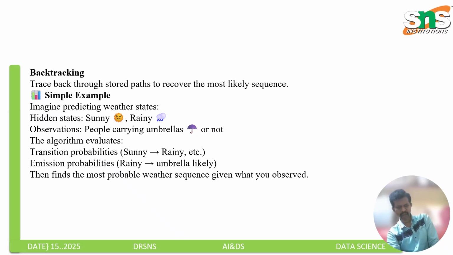Next, for a better understanding, we can consider a simple example: imagine predicting weather states. If you want to predict what will be happening after a certain number of hours, that is called a prediction. The hidden states are sunny and rainy. The observations are whether people are carrying an umbrella or not. The algorithm evaluates transition probabilities, sunny to rainy, etc. Emission probabilities, rainy to umbrella likely, then finds the most probable weather sequence given what you observed.